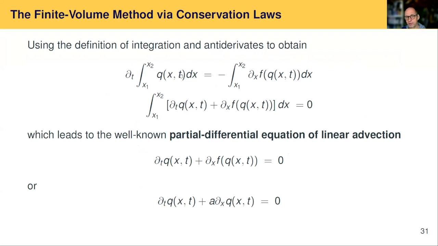The time derivative of the change of mass is related to this integral, and suddenly we have another integral from x1 to x2. So we can write everything in this one integral form, and then if this has to be 0, we can also remove the integral. And what you obtain is the famous transport equation.